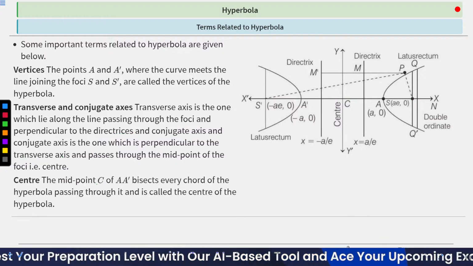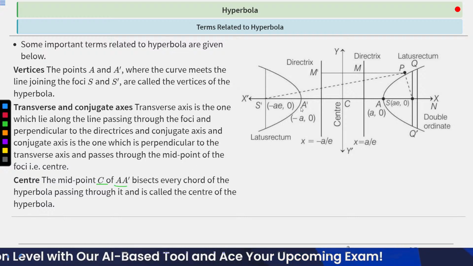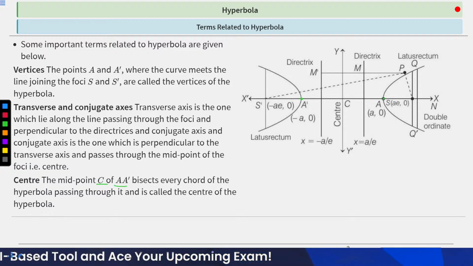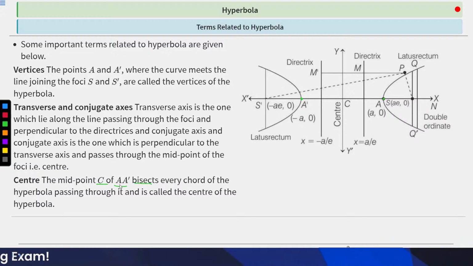Now the center: the midpoint C of A prime A bisects every chord of the hyperbola passing through it and is called the center of the hyperbola.